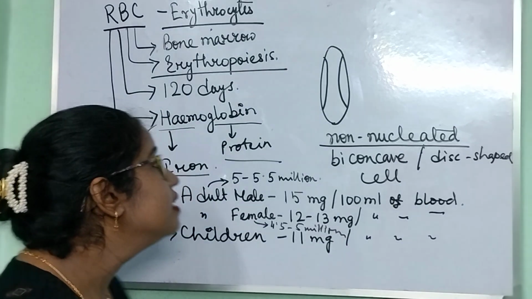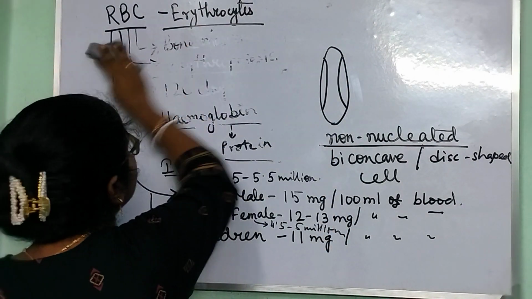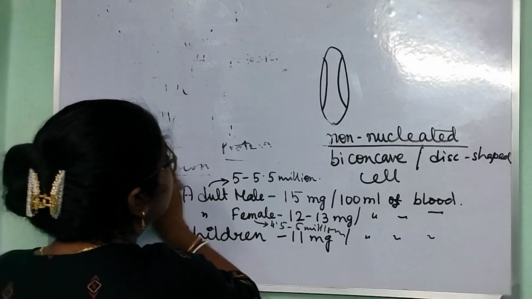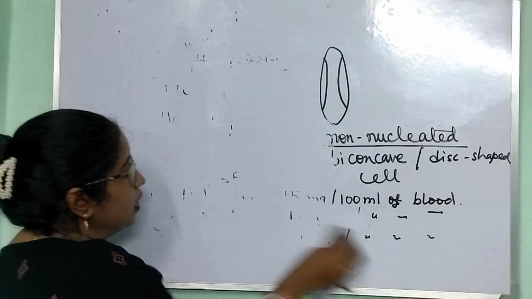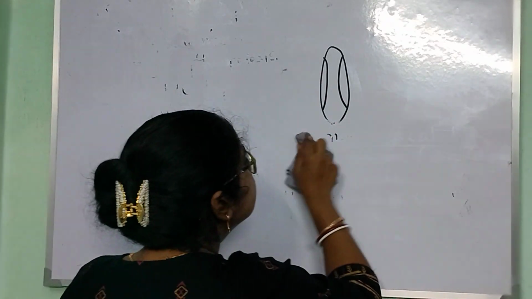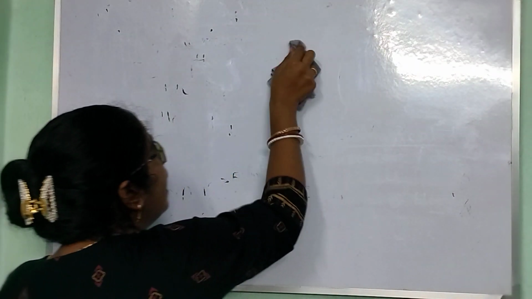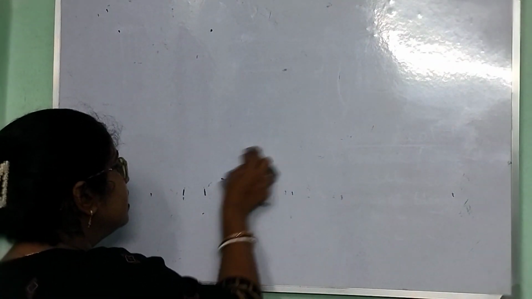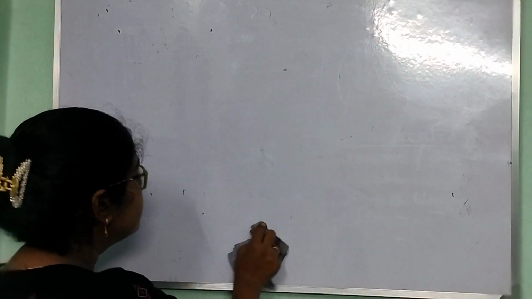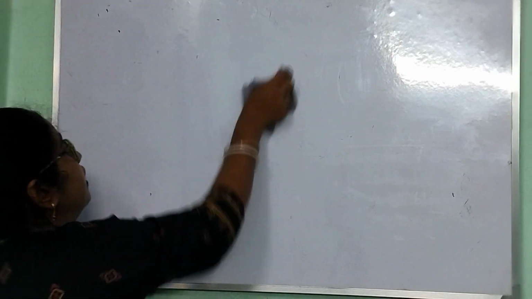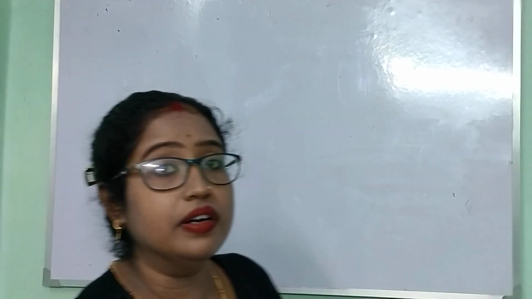Now let us discuss the second type of blood corpuscles, that is the WBCs. So the WBCs are white blood cells, and they don't have any color, unlike the red color of the RBCs, because they contain the hemoglobin part, and due to the presence of iron, the RBCs are red in color, and due to this the blood is also red in color.